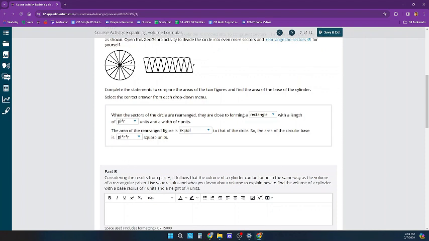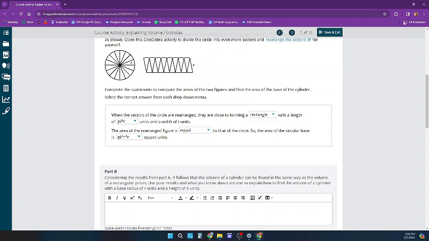So for part B, it tells us, considering the results from part A, it follows that the volume of a cylinder can be found the same way as the volume of a rectangular prism. Use your results and what you know about volume to explain how to find the volume of a cylinder with a base radius of r and a height of h.